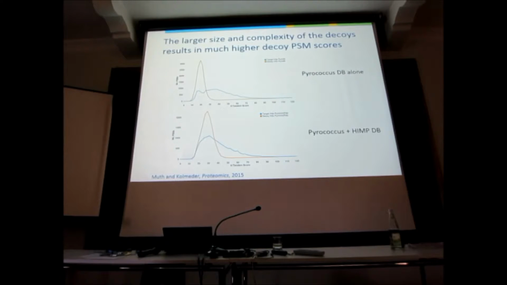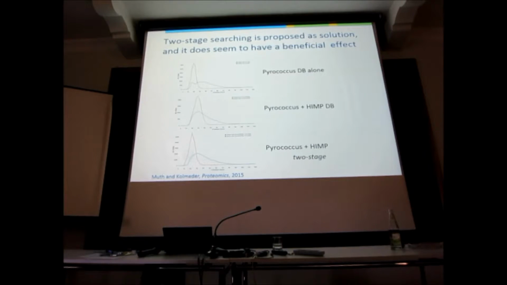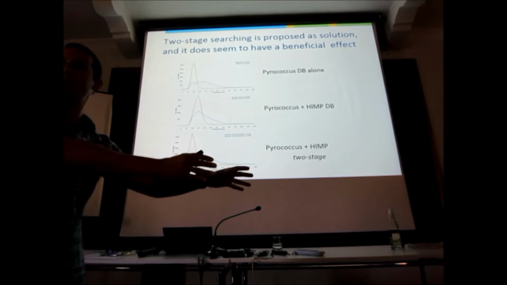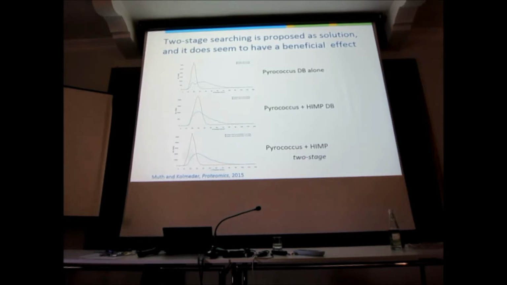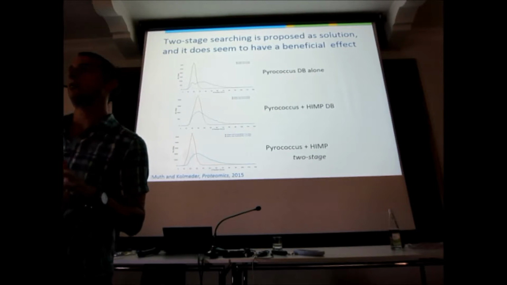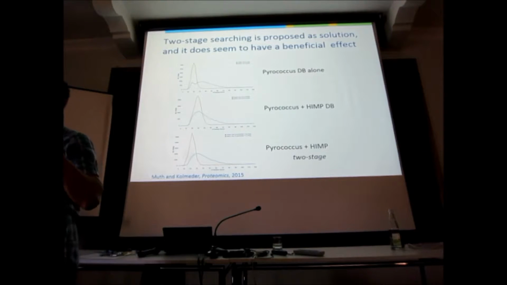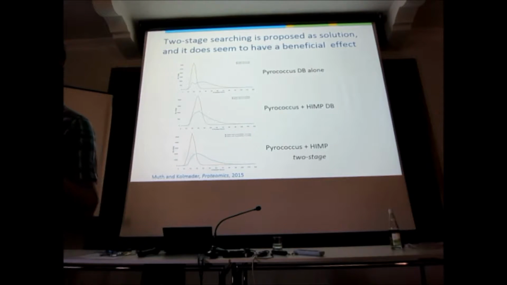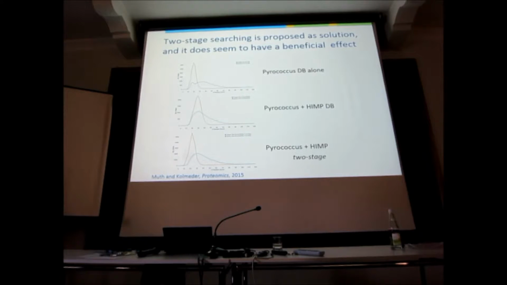Now, people say, yeah, but we can fix that. And the way we fix that is we pretend not to have a big database. So we first search against Pyrococcus, and then everything that's identified we put away. Everything that's not identified, we now search against the human intestinal metaproteome database. And that is called a two-stage search or a multi-stage search. It's being recommended as a solution for proteogenomics by Alexey Nesvizhskii in Nature Methods most recently in his very nice review. And it's being suggested in a lot of papers as a fix for metaproteomics. So, let's see if it works.